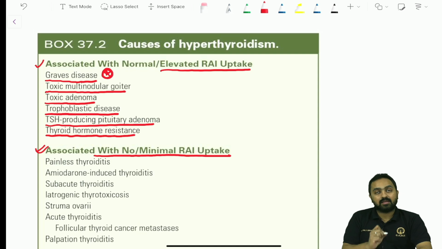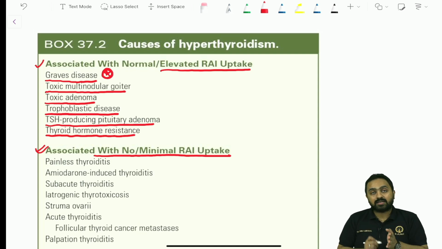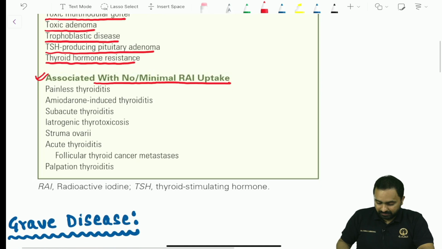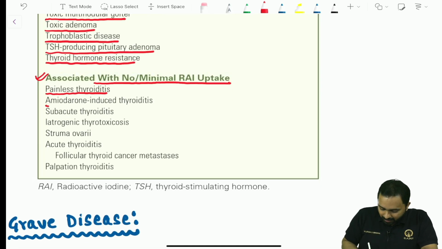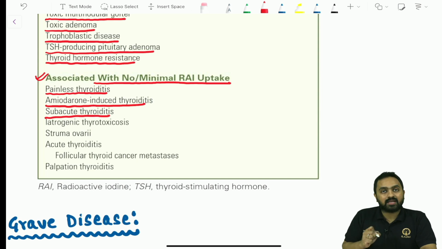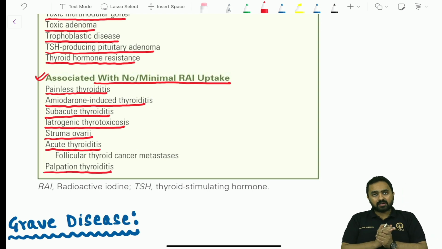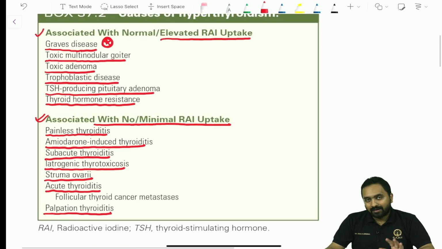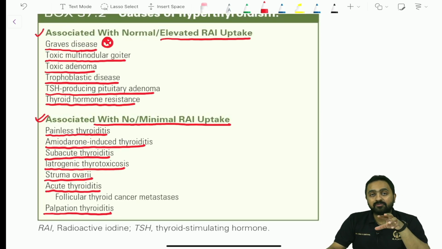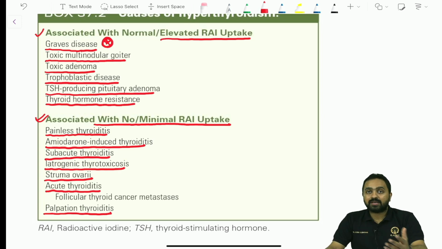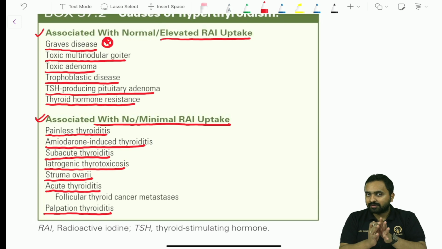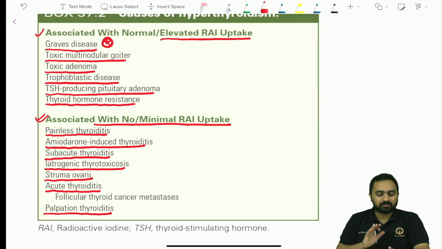thyroid hormone resistance. Now, the causes associated with no or minimal RAI uptake include painless thyroiditis, amiodarone induced thyroiditis, subacute thyroiditis, iatrogenic thyrotoxicosis, struma ovarii, acute thyroiditis, palpation thyroiditis. So I would want you all to remember these causes. The way questions can be framed from this part is that they can ask which of the following is the cause of hyperthyroidism associated with normal or elevated RAI uptake, all except. Hence the purpose of giving this table, and you need to remember it.